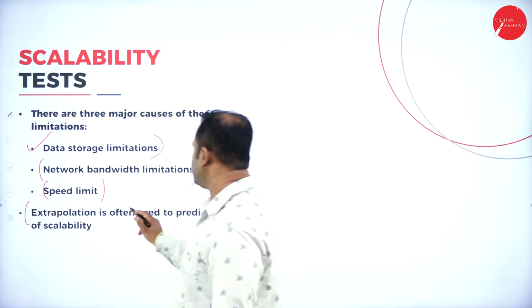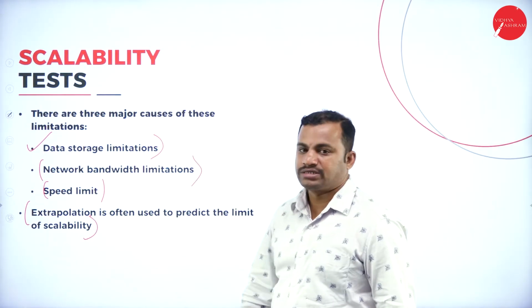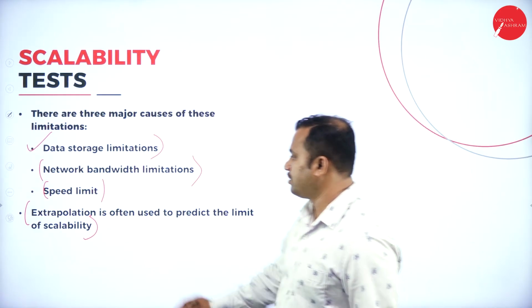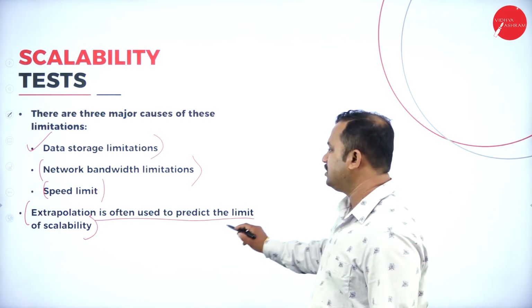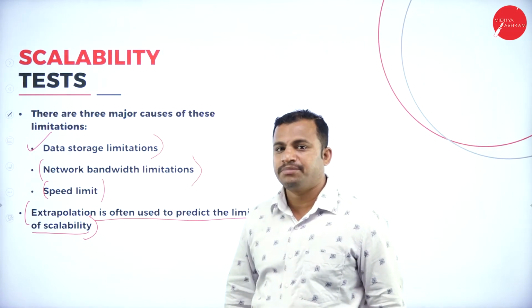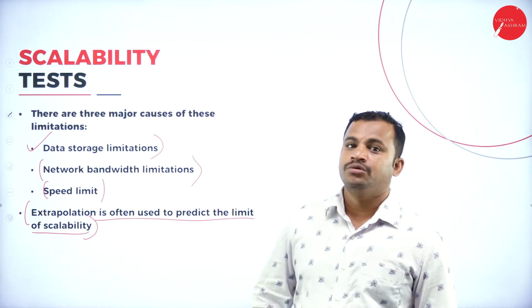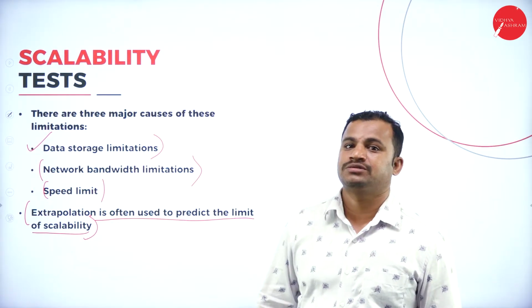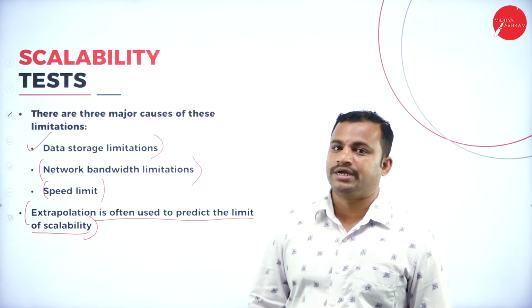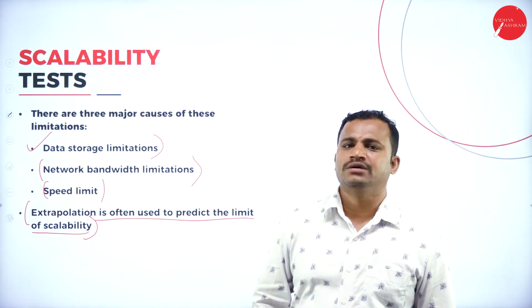Then extrapolation is often used to predict the limit of scalability. What is the meaning of extrapolation here? It is often used to predict the limit of scalability. Suppose you take the example of a hotspot. What are its scalable features? You can connect up to 8 systems with that. That is the upper limit. You cannot connect more than that.